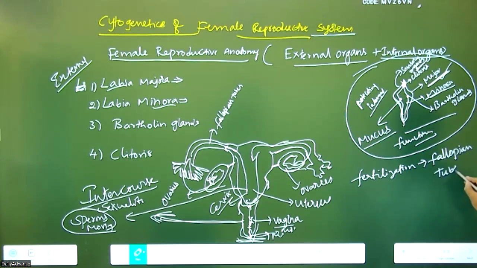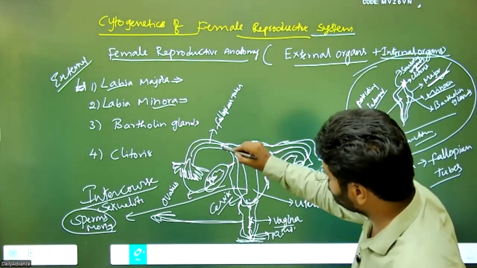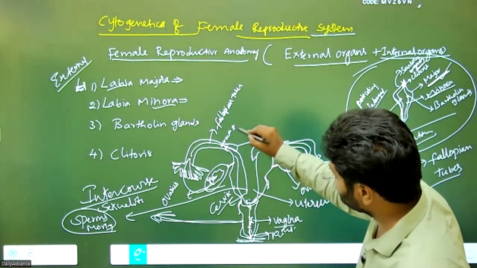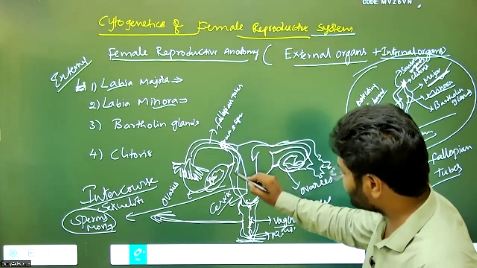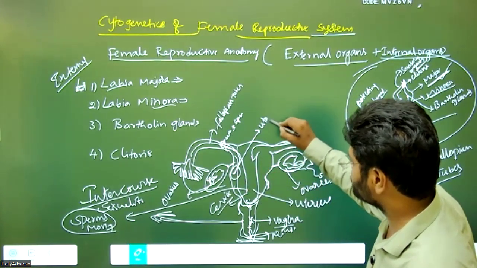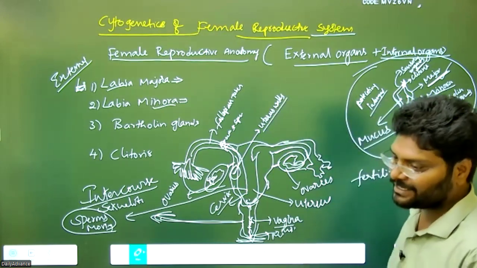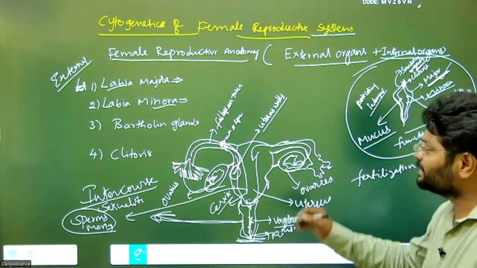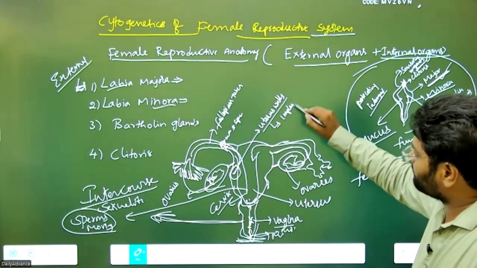Fertilization generally happens in the fallopian tubes. Understand? So once the ova is there, it is fertilized with the sperms, and with this downward movement they attach to the uterus walls. A fertilized egg attaching to the uterus wall, we call that implantation.